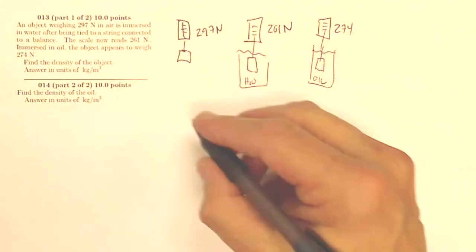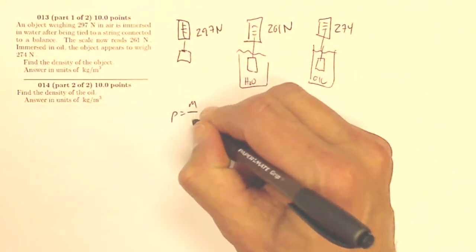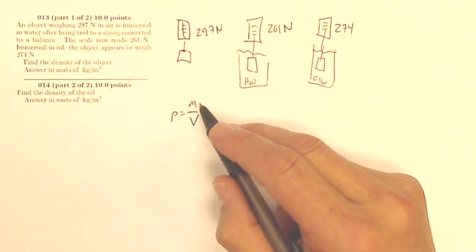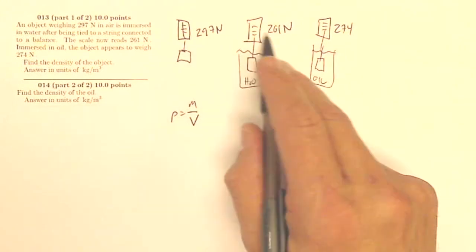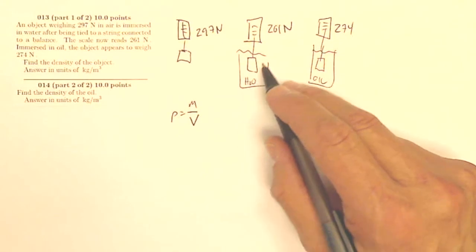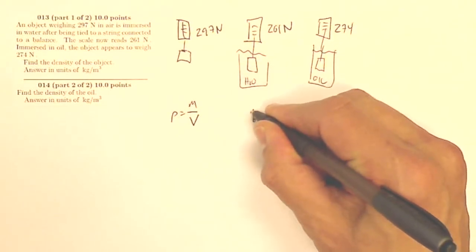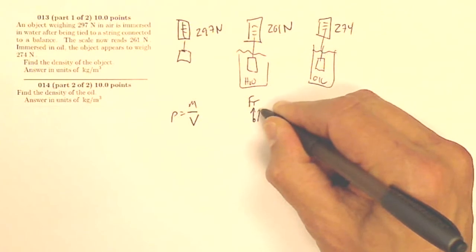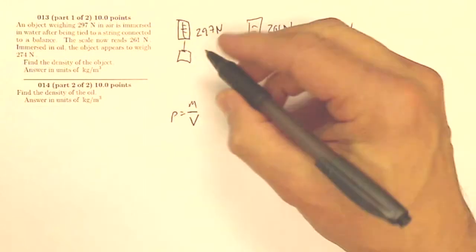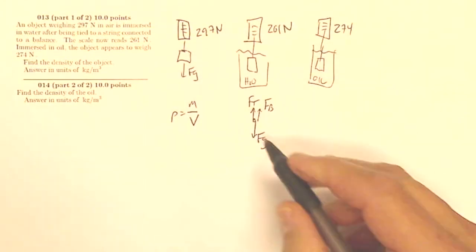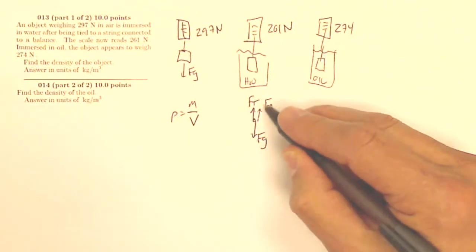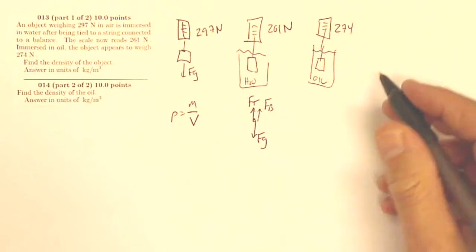Well, I know that the density of my object is going to be the mass of the object divided by the volume of the object. I can find the mass of the object reasonably easy because, let me compare these two. I've got 297 newtons here, I've got 261 newtons here. So what I know from this one is I have a tension in the scale, I have a buoyant force, and I've got a force of gravity. Here I've just got a force of gravity. So since I know the force of gravity here, it's the same as here, and the tension I know is here, I can figure out my buoyant force. So if I can figure out my buoyant force, that's going to help me out here.